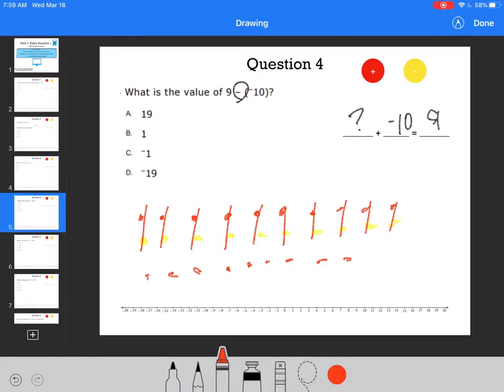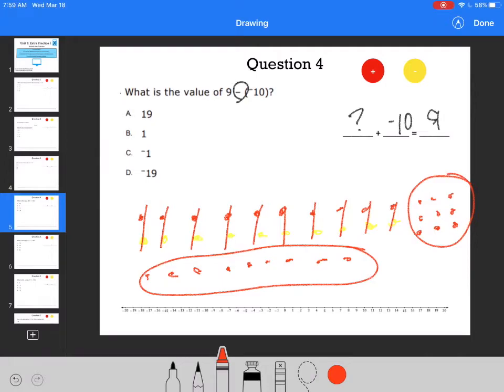So I've already done 10 reds, so 10 positives. I'm trying to get to a positive 9, but I only have 0 now because I've canceled out all of these. So I'm going to have to add an extra 1, 2, 3, 4, 5, 6, 7, 8, 9. So now I have 9 positives and 9 positives, and they equal. So I've got to figure out what did I add to that negative 10 to get a positive 9. So that's 1, 2, 3, 4, 5, 6, 7, 8, 9, 10, 11, 12, 13, 14, 15, 16, 17, 18, 19. So I added positive 19 to my negative 10 to get a positive 9. So remember, to create a 0 pair, you use a negative and a positive together.